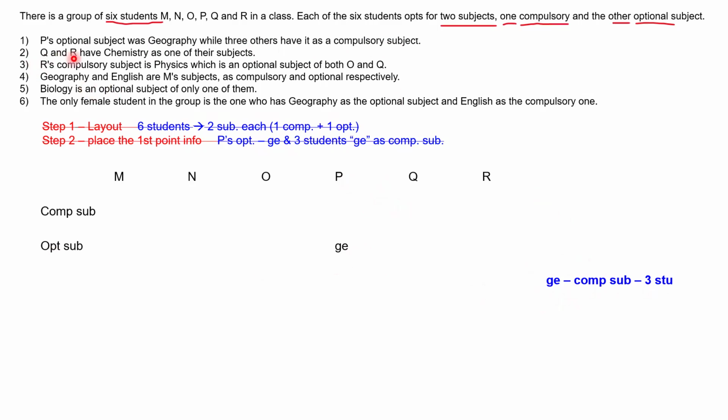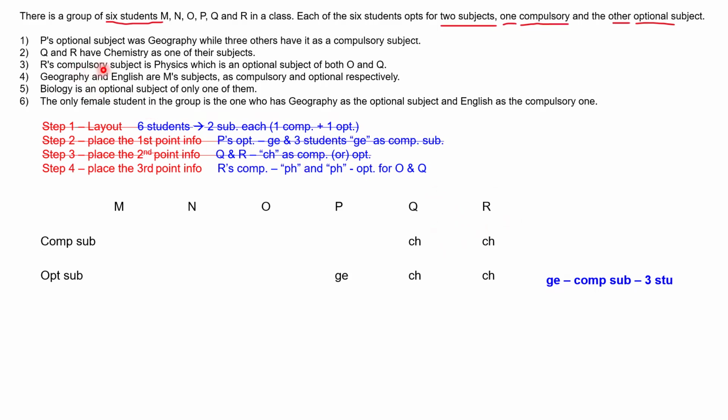In the second instruction, it is given that Q and R have chemistry as one of the subjects. It implies that chemistry will be either the compulsory or optional subject for both Q and R. For now, let's put it in this fashion for Q and R under both the subject categories.